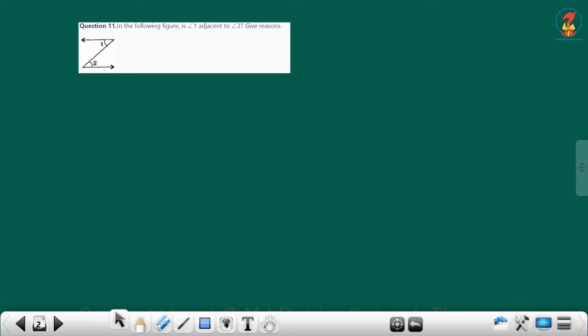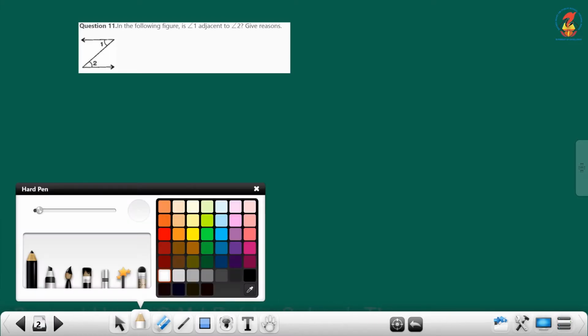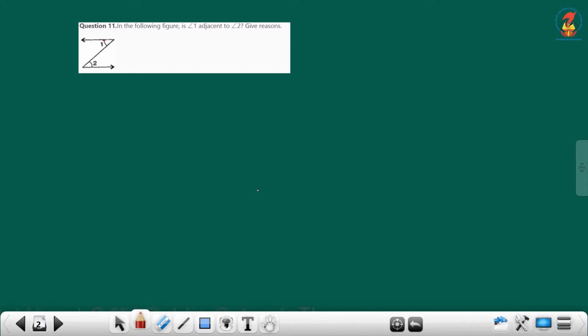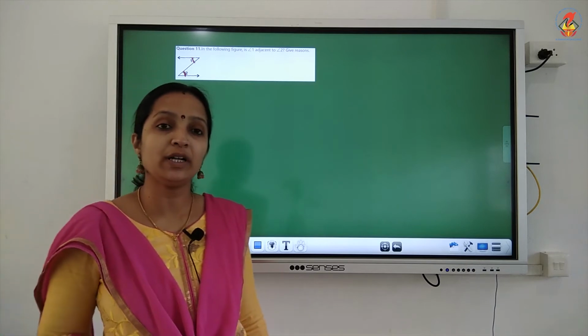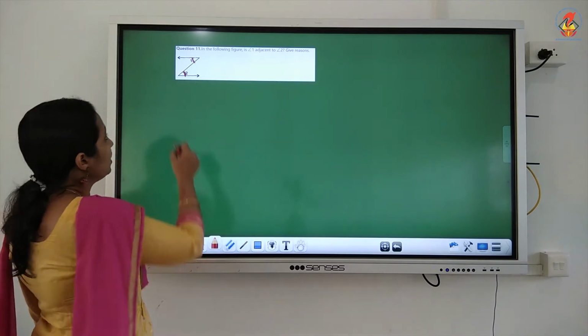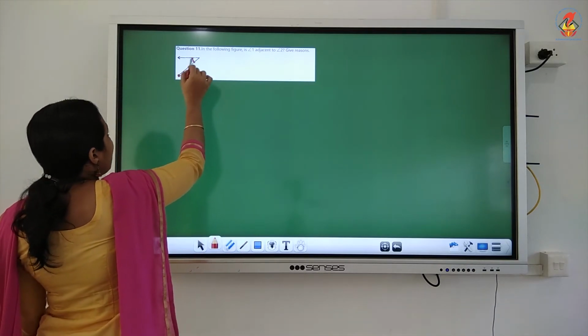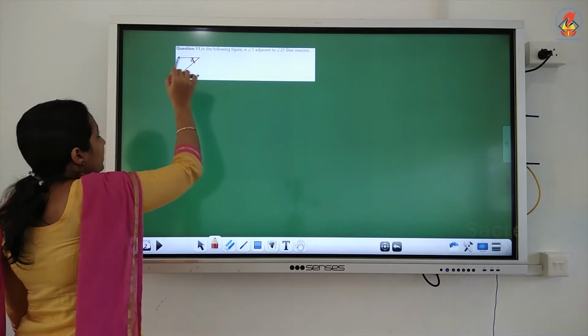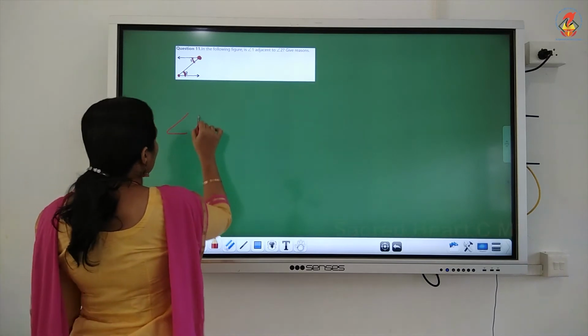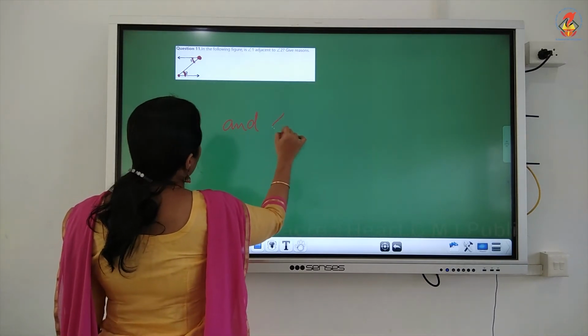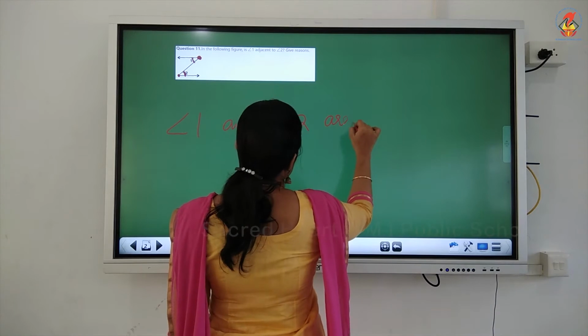Give reason. We have to check whether this angle is adjacent to this angle. Are they adjacent angles? Yes or no? No, they are not adjacent angles. What is the reason? They don't have a common vertex. The vertex of this angle is this and the vertex of this angle is this. They have no common vertex. So angle 1 and angle 2 are not adjacent.